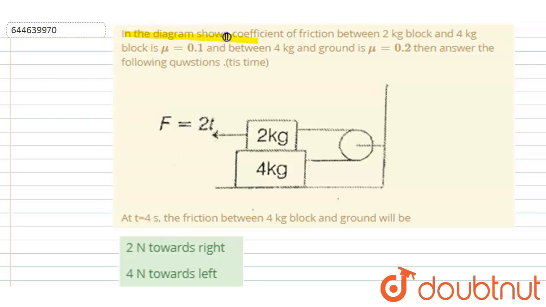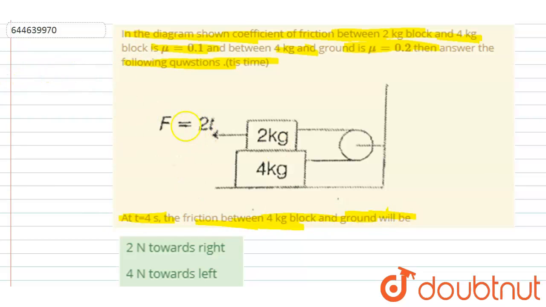Hello everyone. In the diagram shown, the coefficient of friction between 2 kg and 4 kg is given here. Between 4 kg and the ground is 0.2. Answer the following question. At t equals to 4, the friction between the 4 kg block and the ground will be.